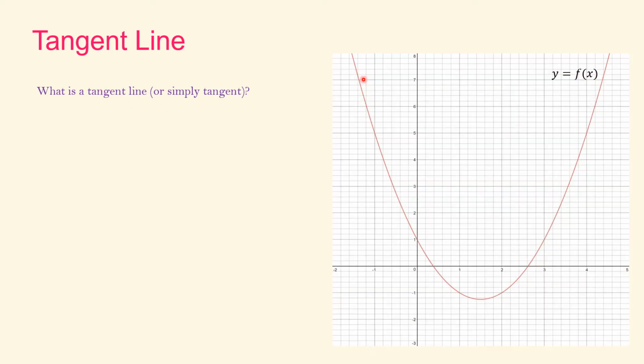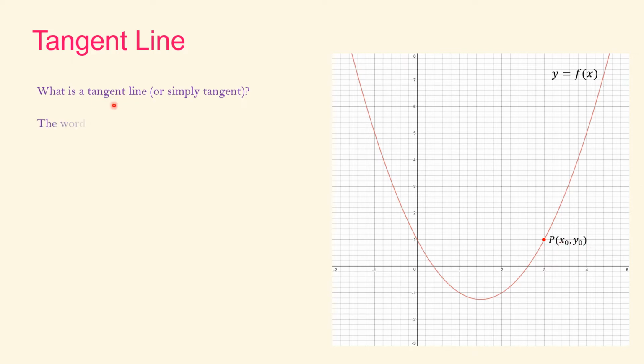In this video, I want to talk about what a tangent line is and how we can find the equation of a tangent line using derivatives. What is a tangent line, or simply a tangent? To answer this question, consider this curve with a point P with the coordinates x sub 0 and y sub 0 on the curve.